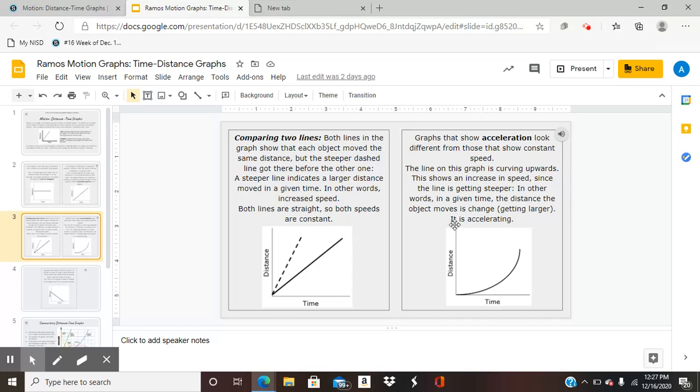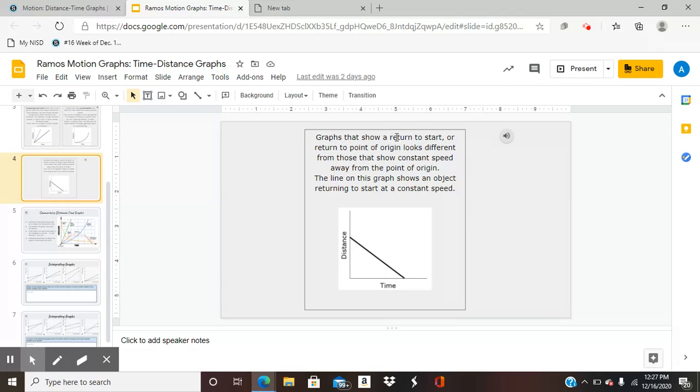Graphs that show acceleration look different from those that show constant speed. The line on this graph is curving upwards. This shows an increase in speed since the line is getting steeper. In other words, in a given time, the distance the object moves is changing, getting larger. It is accelerating.